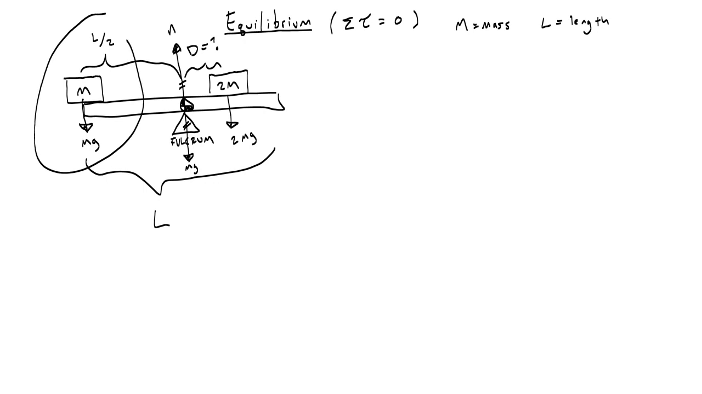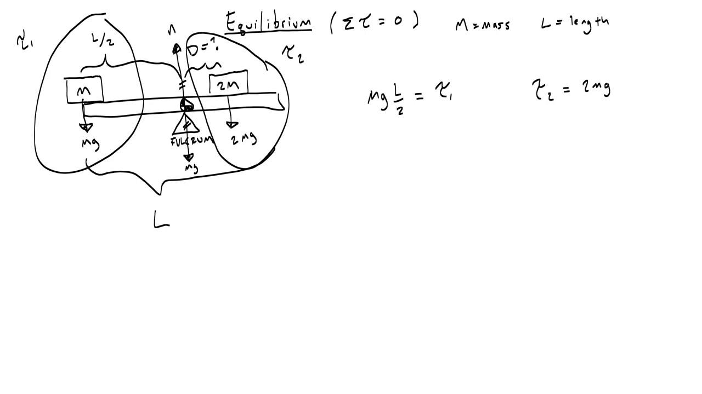Instead, we're interested in this object's torque and this object's torque. So let's start by looking at the box of mass m that's at a distance L over 2. Its torque, which let's call tau 1, is going to be mg times L over 2. And then if I think about this torque, which I'll call tau 2, it's going to be 2mg times d, which is the distance from the center of rotation.